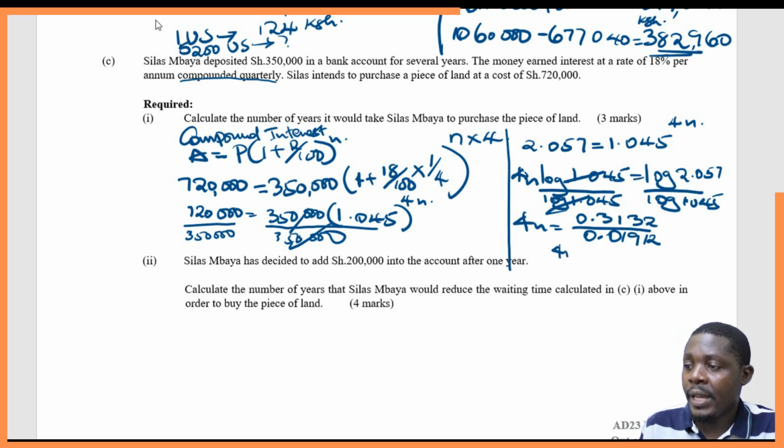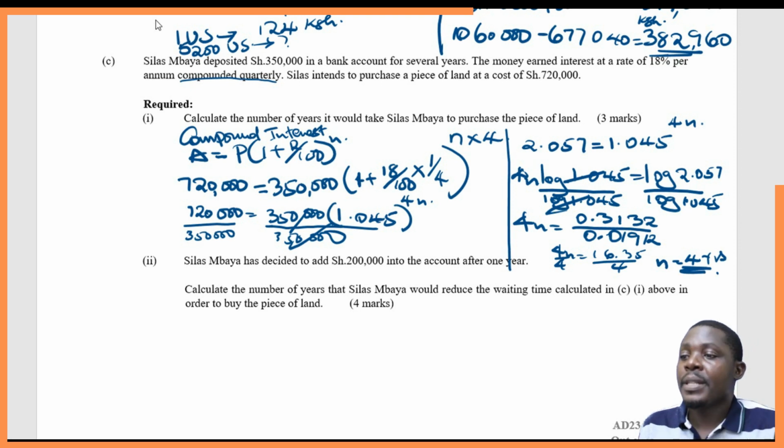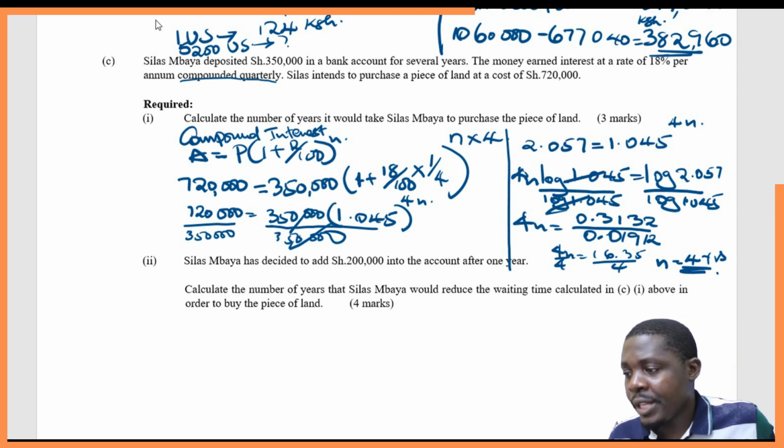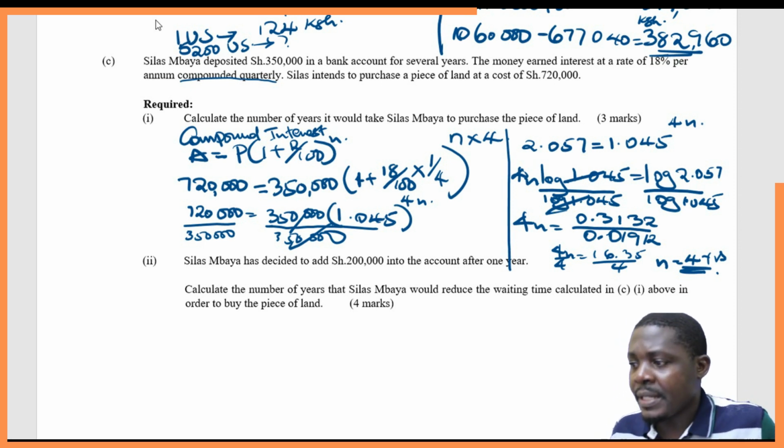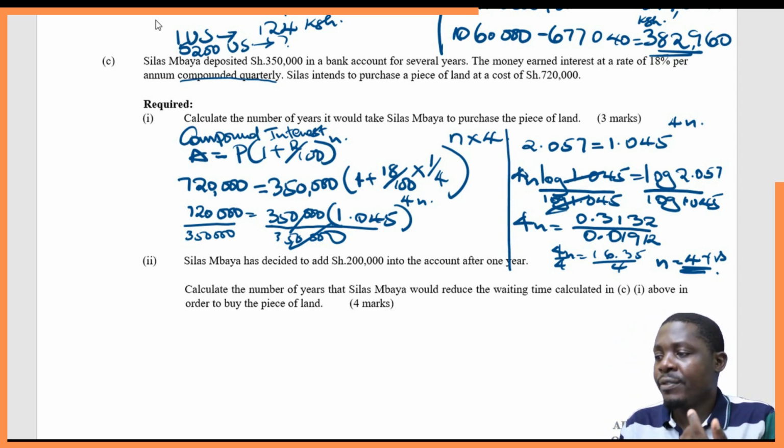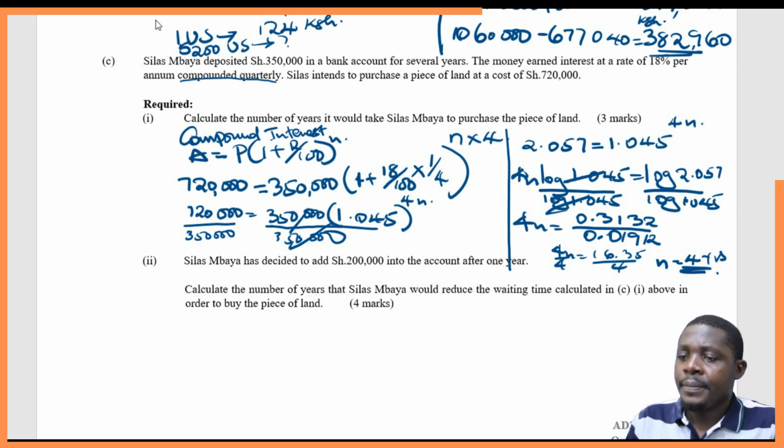Now 4n is equal to 16.38, divide by 4, divide by 4. Therefore, n alone will be 4. In this case, it's going to be 4 years. The time that it will take for that money to rise to that particular 720,000 is going to be approximately 4 years.